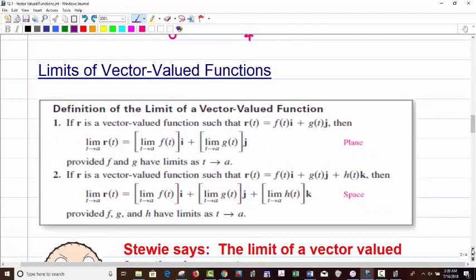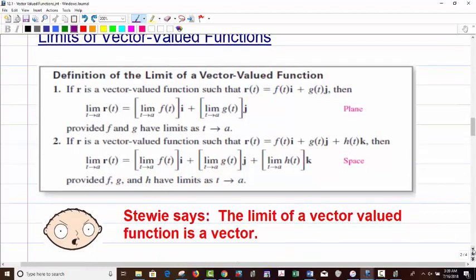Now, limit of a vector valued function. Here's something you have to get used to. In anything you've done prior to this, limits have always been real number answers if they existed. But now it's important to realize that the limit of a vector valued function is going to be a vector. The answer is going to be a vector.